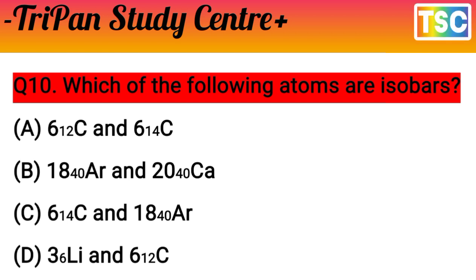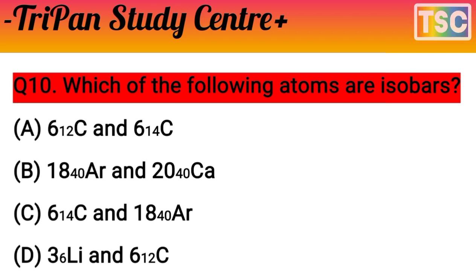Option A is 6 12 C and 6 14 C. Option B is 18 40 Ar and 20 40 Ca. And C is 6 14 C and 18 40 Ar. And D is 3 6 Li and 6 12 C. You know that this question is very interesting. Which of the following atoms are isobars?